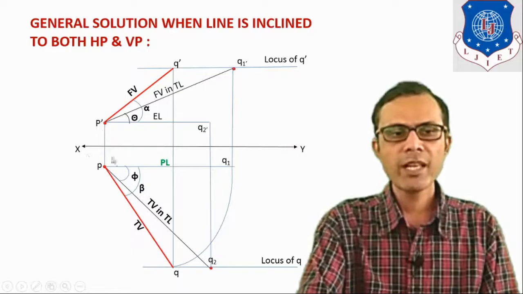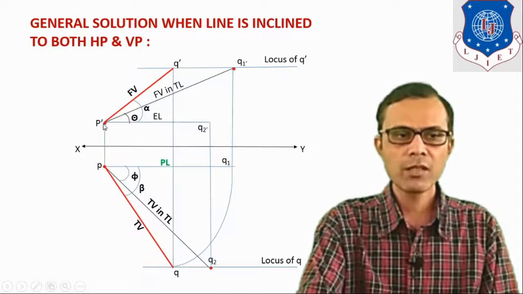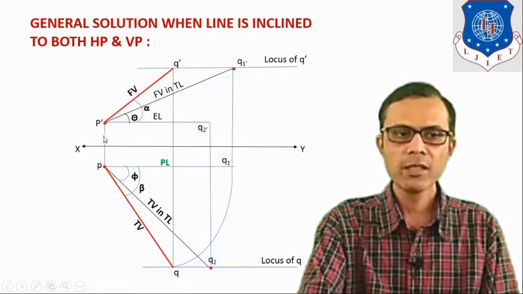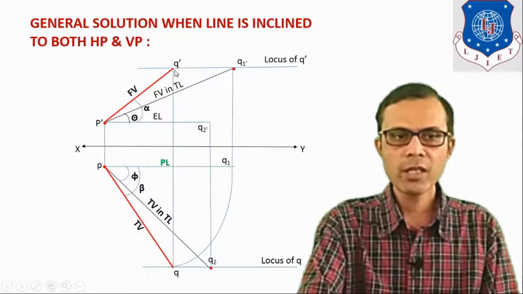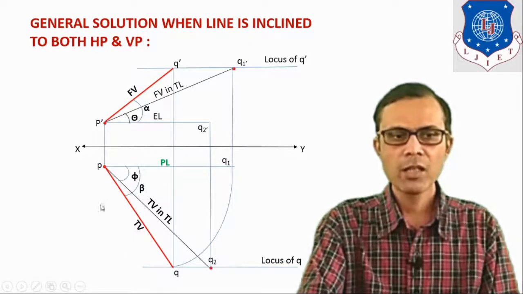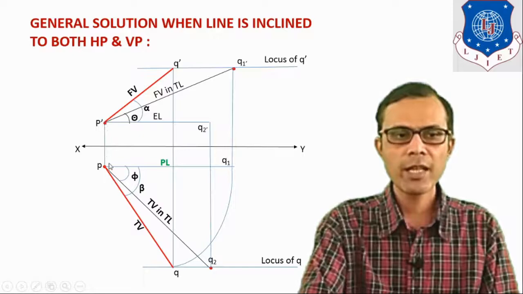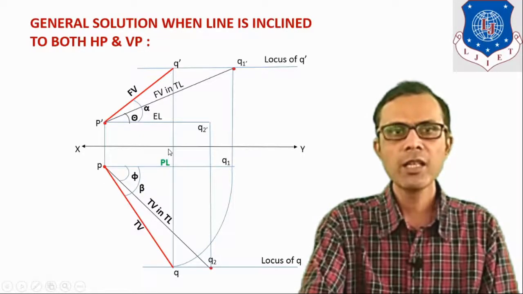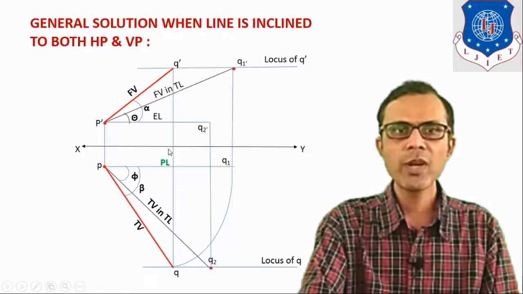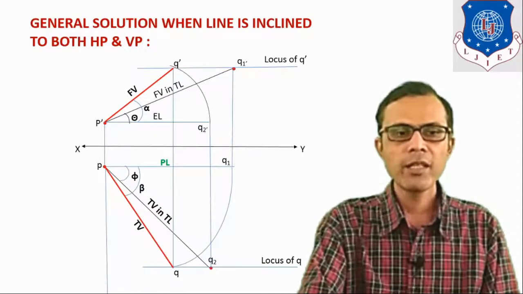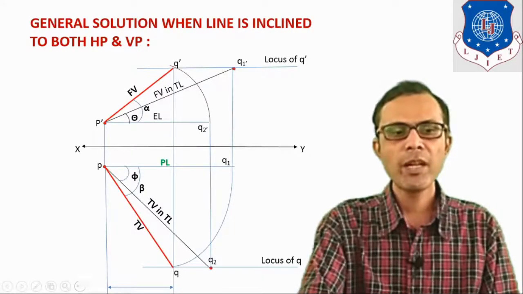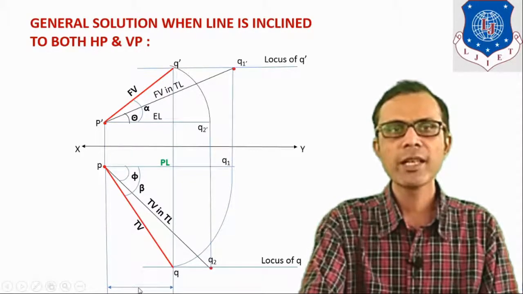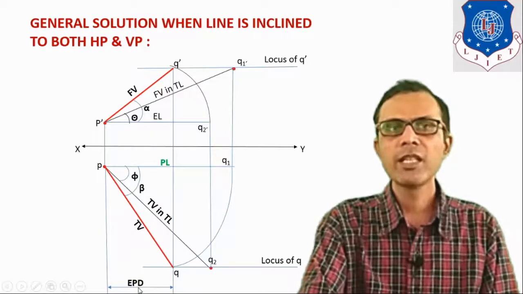Here P dash and P are joined by this projector line. It is one end of the given line, P; another end is Q, and the projector of end Q is shown here. So these two lines are the two projectors for the two ends of the line, and the distance between these two lines is known as the EPD. This distance is known as EPD, that is, end projector distance.